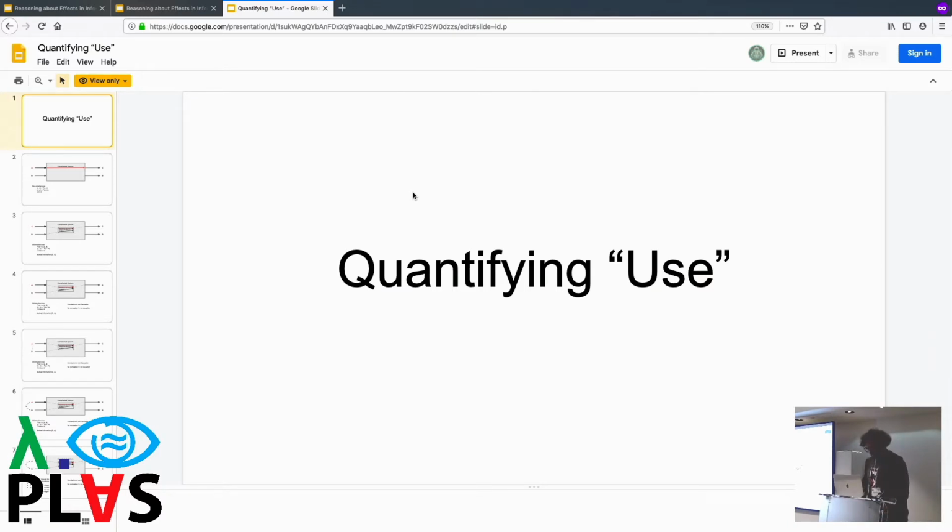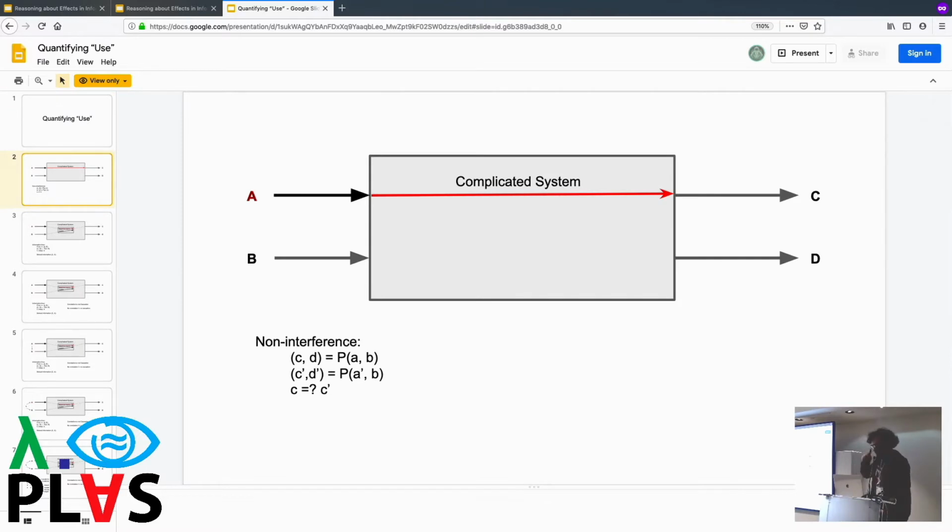So what do I mean by use? Let me show you the picture you've seen probably a dozen times today. You have a complicated system with some inputs. Some of them are sensitive in that you don't want them to leak out. In this picture, I'm just going to pretend that everything is visible or used in some downstream task. So I want to check whether an input A is, quote unquote, used in a computation and ends up affecting a value C or D.